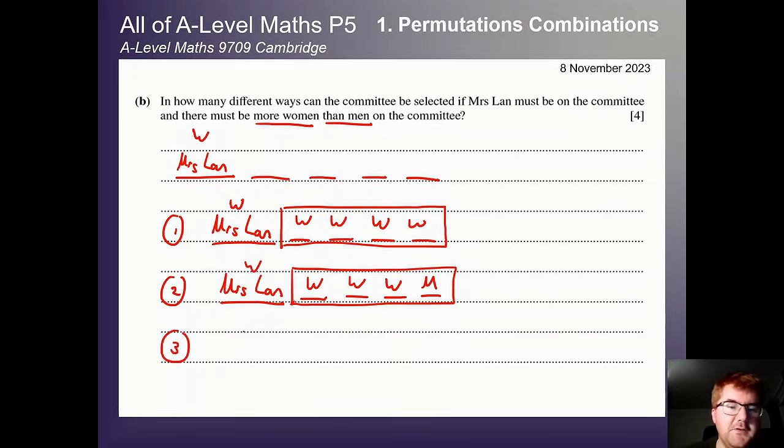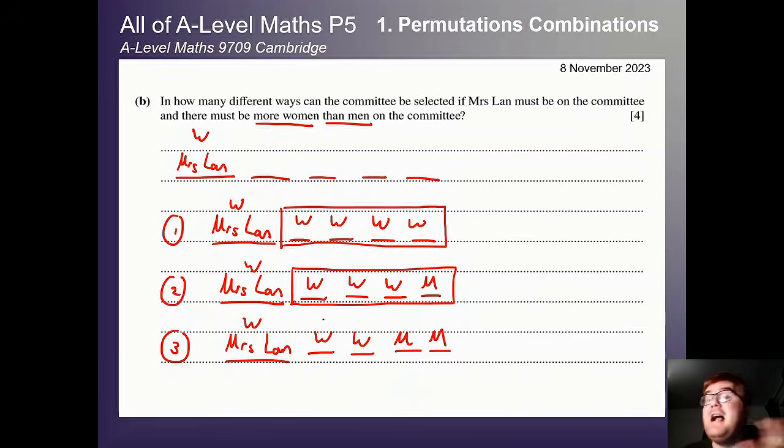And our third situation is Mrs. Lan is still there. I'm sure she's loving the committee at this point. We have 4 slots, just like so, and we have 2 women and 2 men. Notice there is still a majority of women. There's still 3 women and 2 men on the committee. So how do we actually work out these combinations?